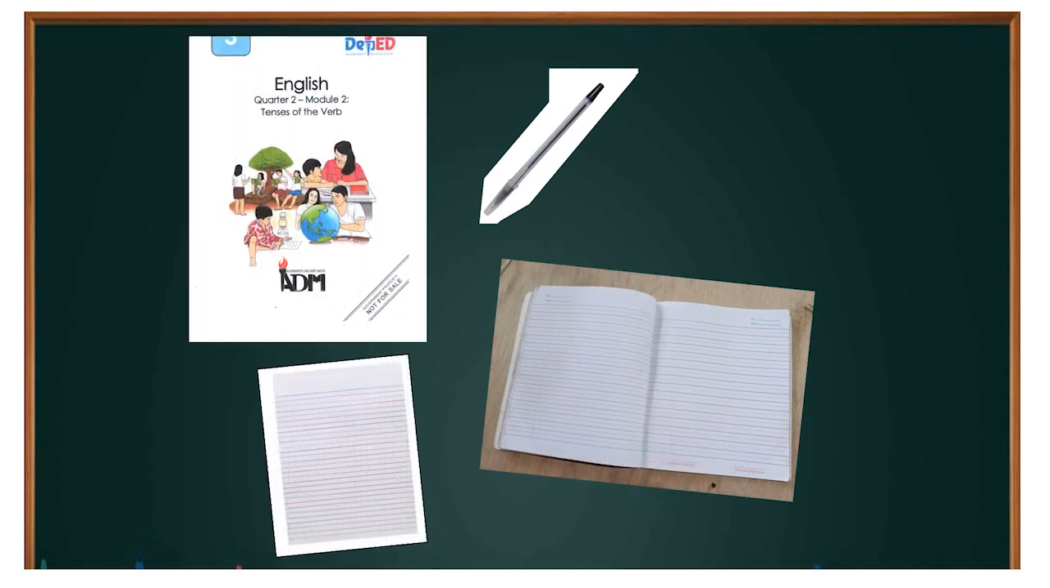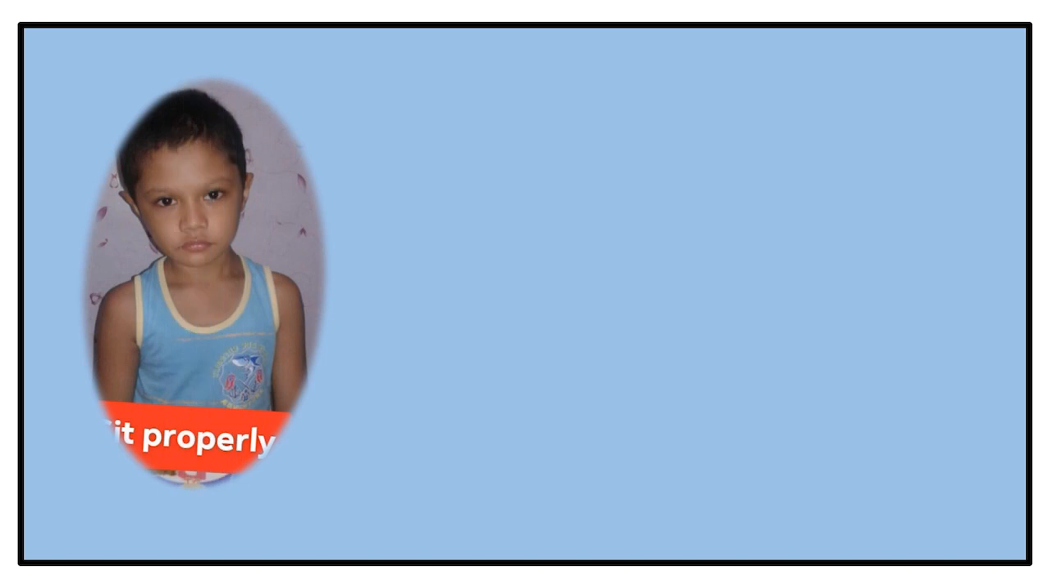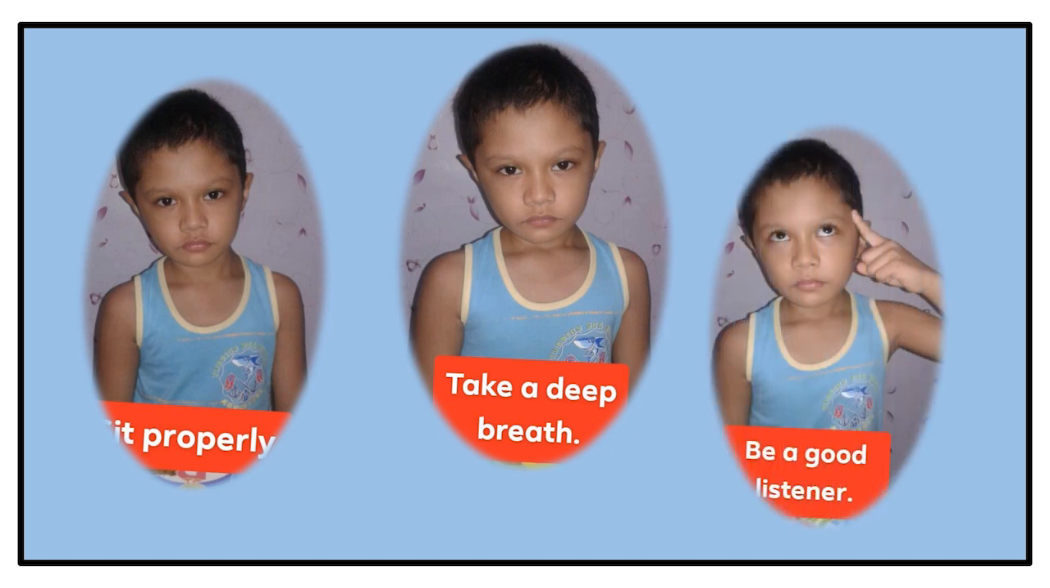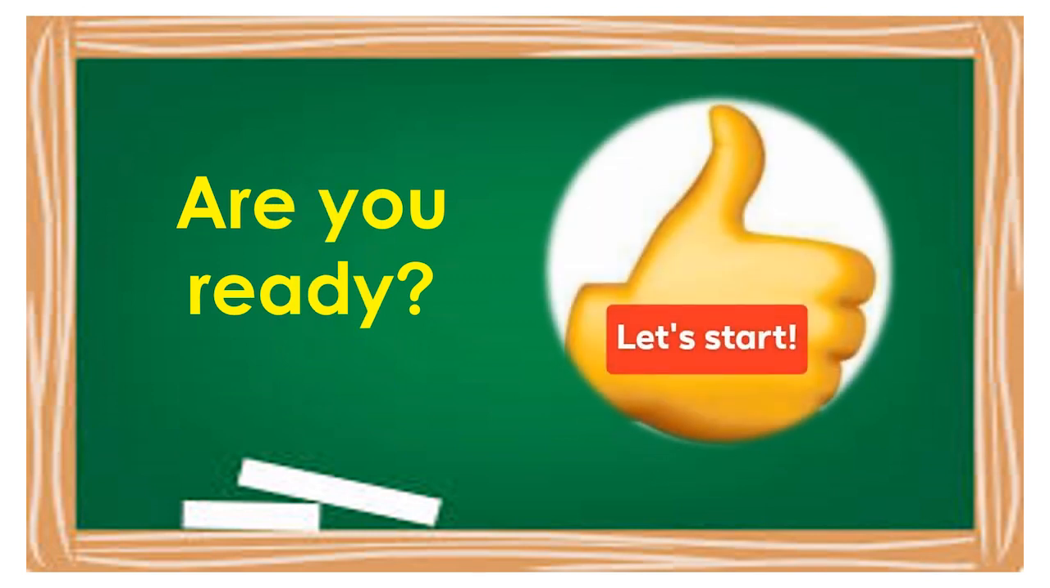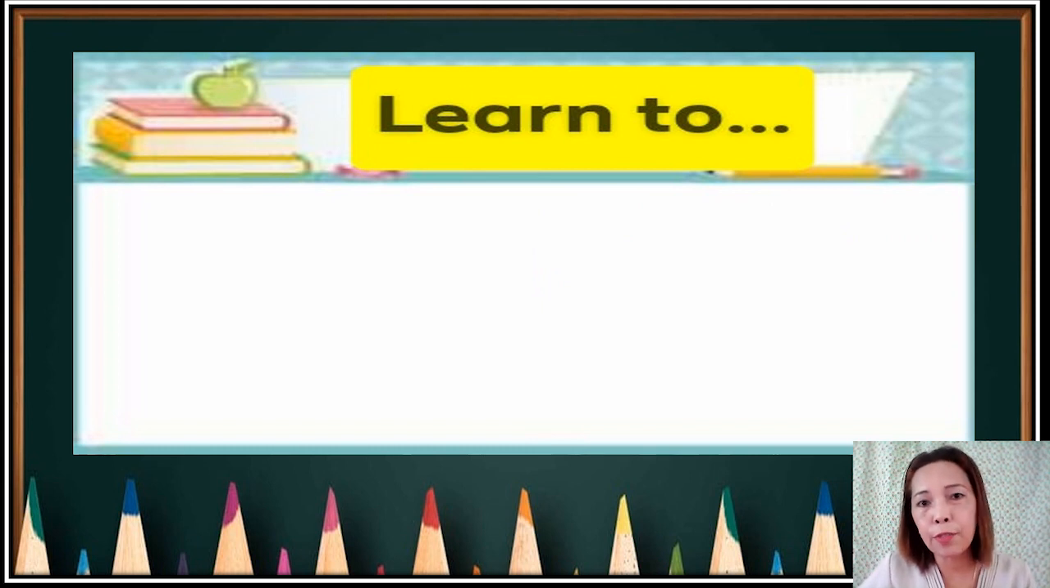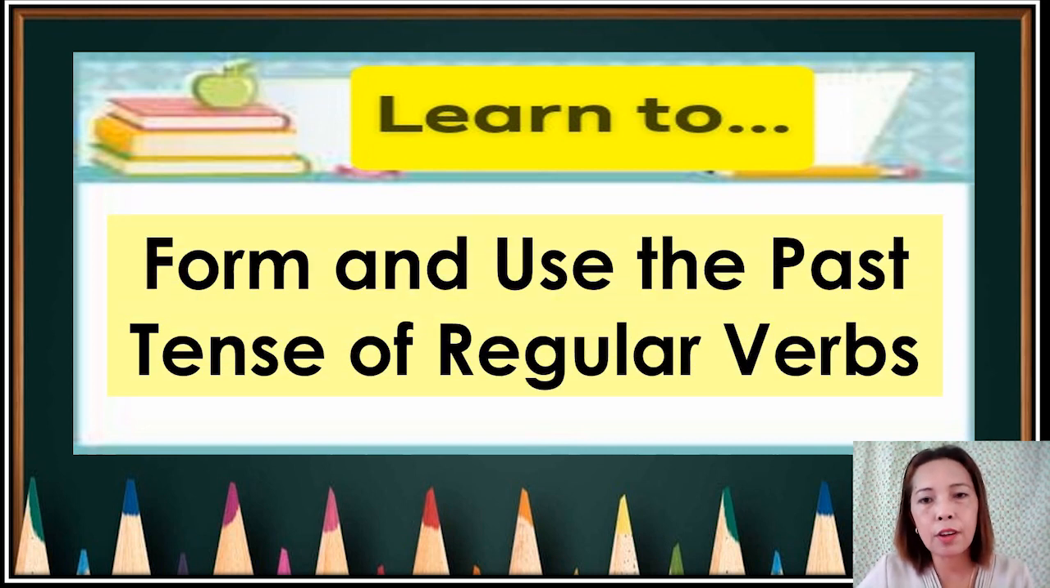Okay, be sure to have your ballpen, notebook, sheets of paper, and of course, your module in English Grade 3, Quarter 2, Module 2, with the topic, Tenses of the Verb. Sit properly and make yourself comfortable. Take a deep breath and be a good listener. Are you ready? Let's start. Grade 3 kids, after going through this module, you are expected to form and use the past tense of regular verbs. Enjoy your journey. Good luck!